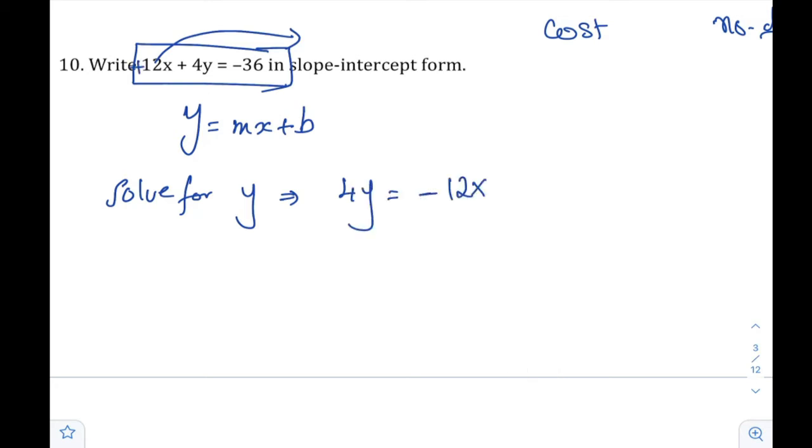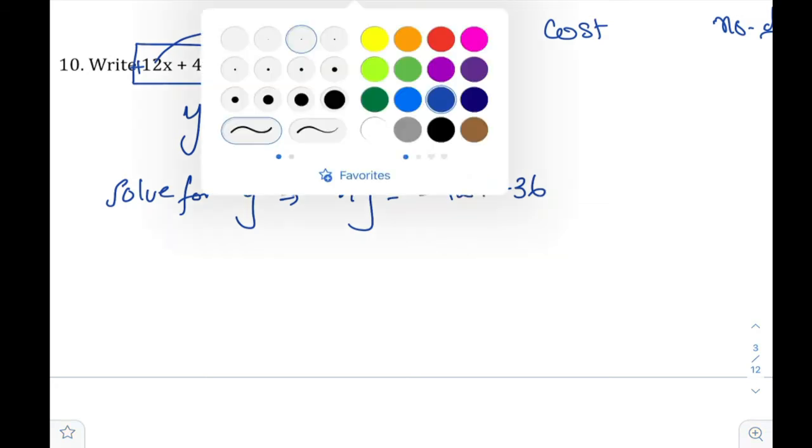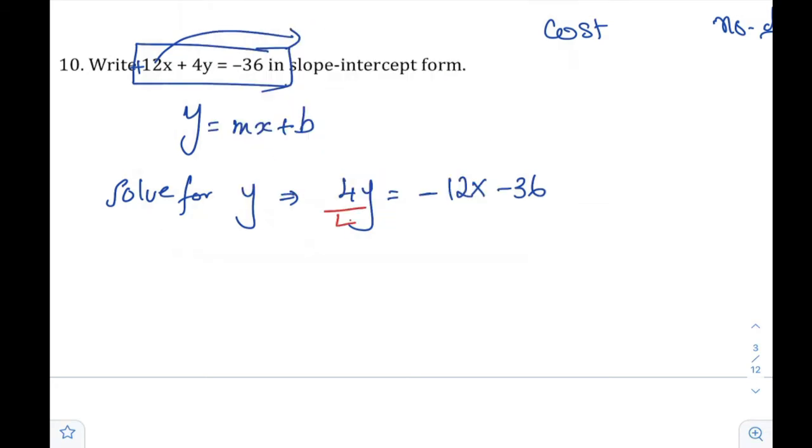Change the sign. It was positive. صارت negative. Keep the negative 36. And then you will divide everything by the 4. Now what's left here? y equals minus 12 over 4, يعني minus 3x. And minus 36 over 4 is minus 9.